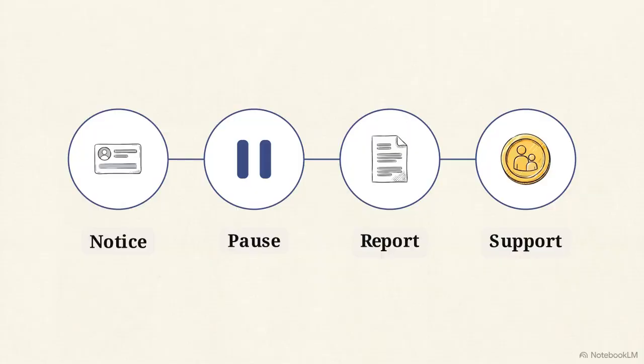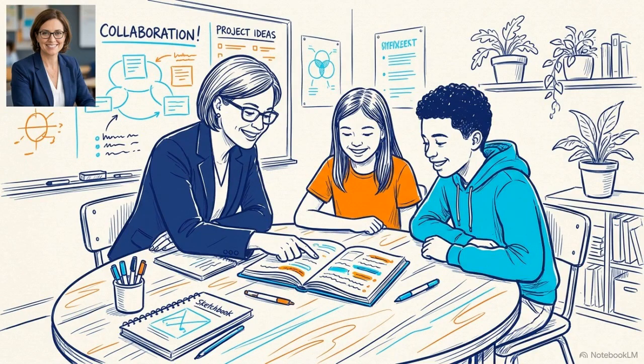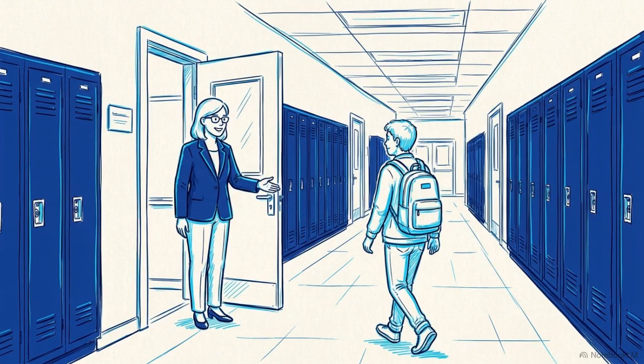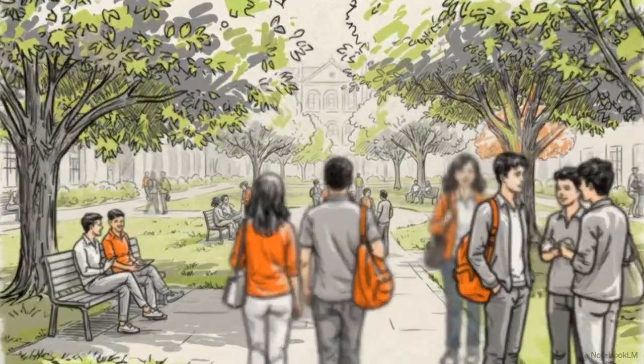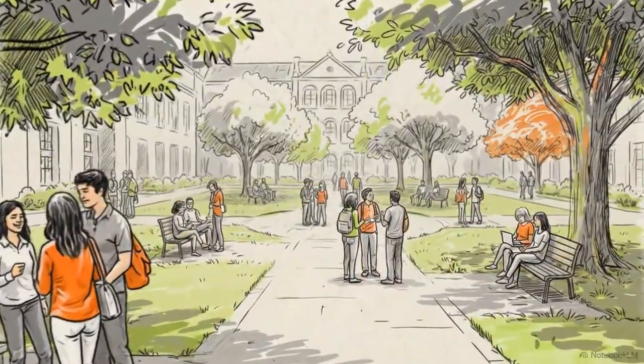To review, you have noticed the pattern, paused to contain the spread, and reported the evidence to the proper channels. The strength of a school's safety net depends on these individual actions. When students consistently follow this process, the school gains multiple layers of observation, making it more likely that a student in distress receives an early intervention. Every student who recognizes a warning sign and acts decisively contributes to a safer community. By following these steps, you help protect your school.